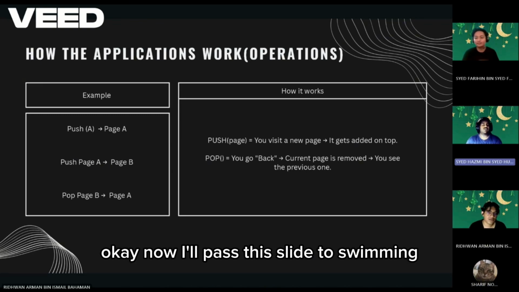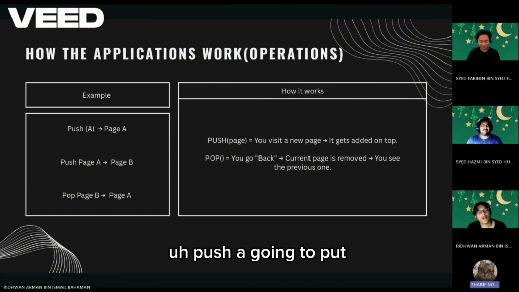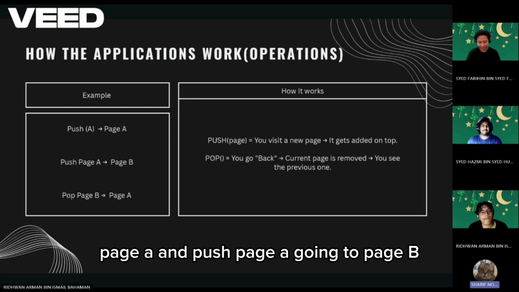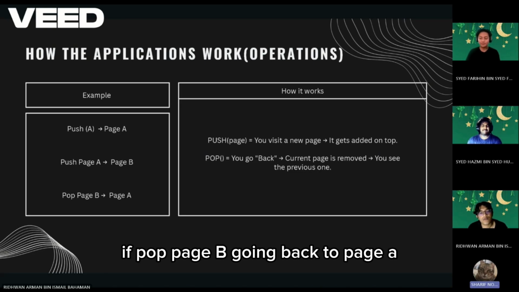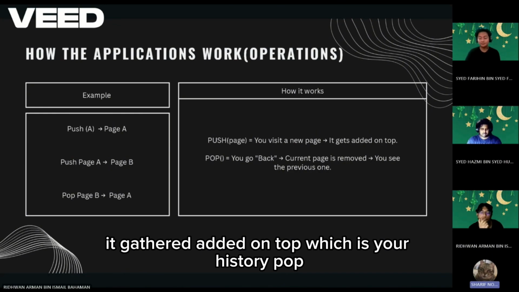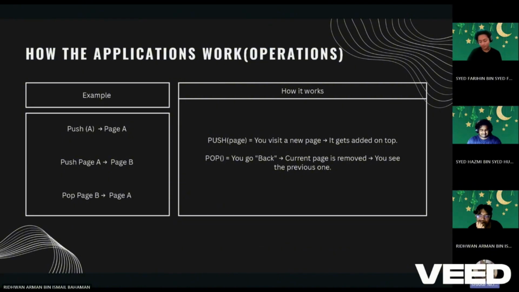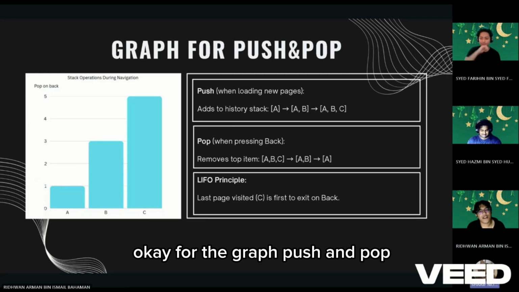Now I will pass this slide to Shoimi. Thank you. How the application works, the operation. For example, push A is going to page A, and push is going to page B. If we pop page B, we go back to page A. So how does it work? Push with the page in brackets: you will see a new page get added on top, which is your history. Pop: you go back from the current page. The current page is removed, and you see the previous one.